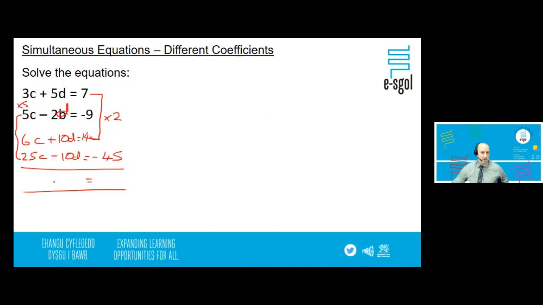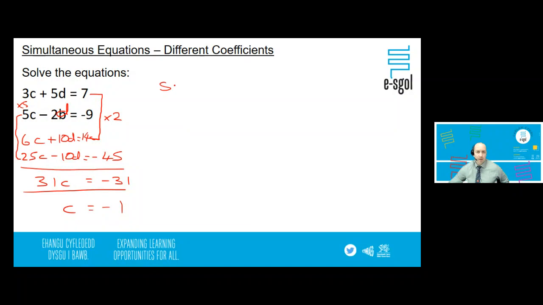So 6c add 25c is 31c. If I do 10d, add minus 10d, that becomes 0. So these are eliminated. And if I do 14 plus minus 45, that's actually the same as 14 take away 45, which comes out as minus 31. Now, I'm quite comfortable with that answer because I've got 31 on both sides. If I divide by 31 both sides, that gives me a value of minus 1 for c.